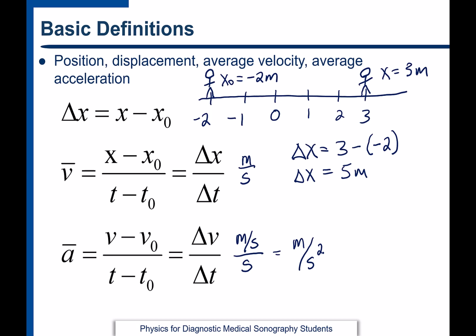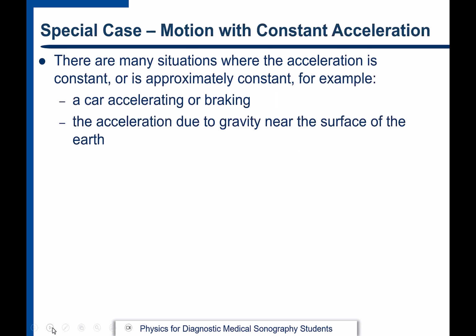We want to continue with our study of one-dimensional kinematics, and we're going to be looking at a special case. We're going to be looking at the special case of motion with constant acceleration. Now, there are a number of situations where the acceleration is constant, or at least approximately constant. I mentioned here a car accelerating or braking. So for example, if you're driving your car and you're holding the gas pedal down in a pretty even way, the acceleration of the car is probably pretty much constant.